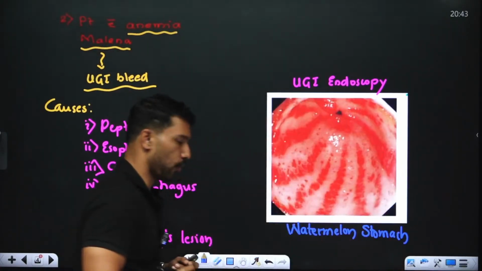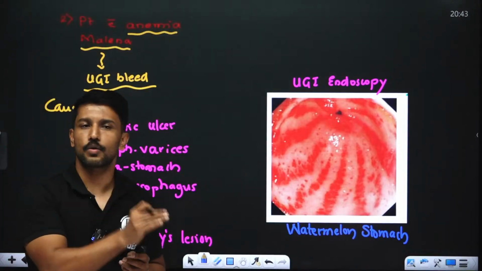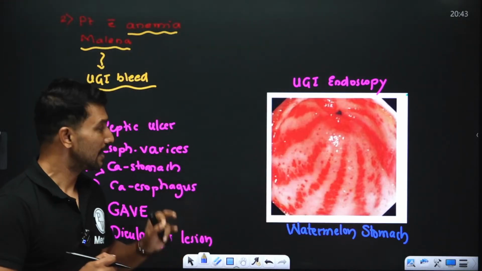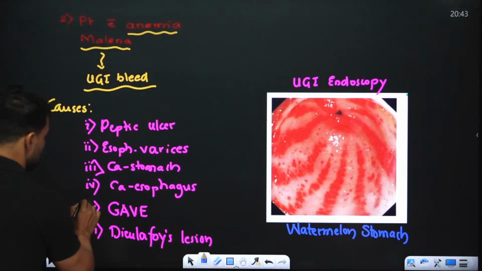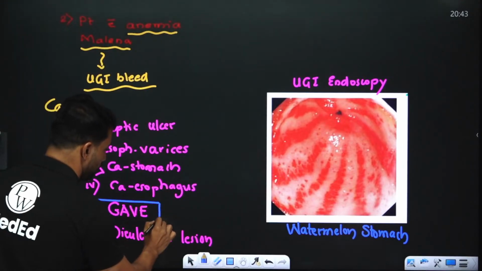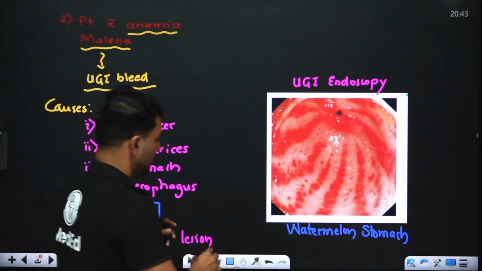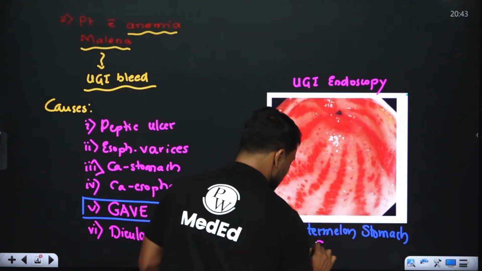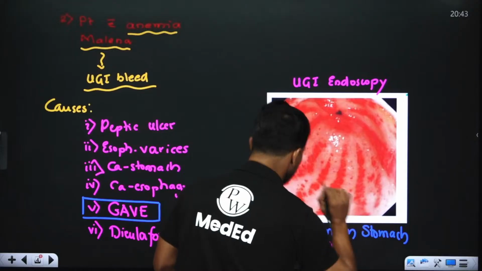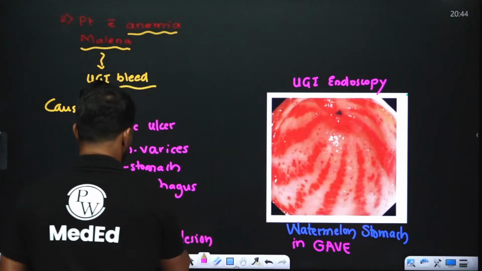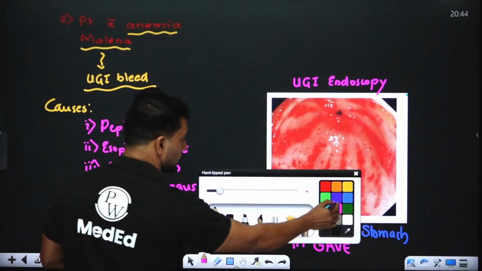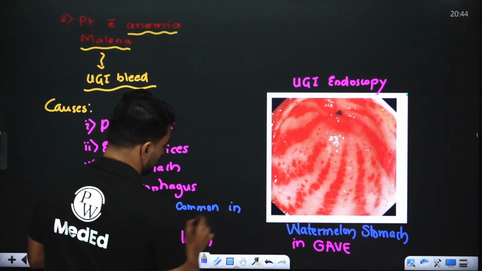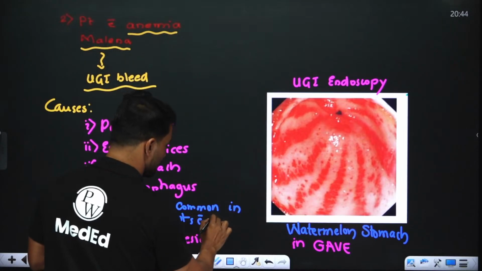So this is the learning point. Directly they have asked once, where do you get watermelon stomach? Watermelon appearance on endoscopy is seen in gastric antral vascular ectasia, right? So in gastric antral vascular ectasia, we see this watermelon stomach. And this GAVE is common in patients with scleroderma.